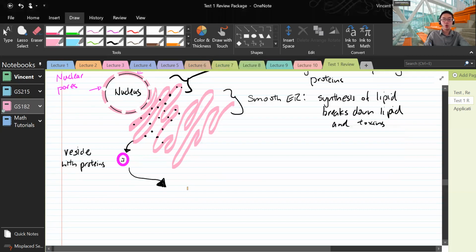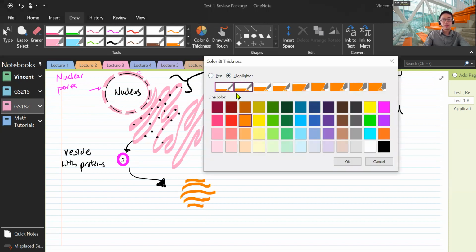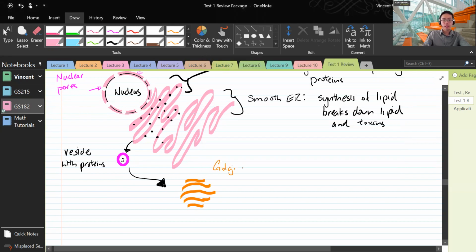That's right. It is the Golgi body. And the Golgi body looks like a bunch of pancakes, right? Stacked together. Golgi apparatus or Golgi body. And what does it do? It will sort, modify, and repackage proteins.